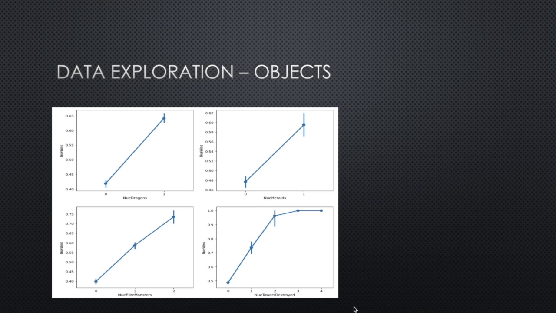This is pretty much similar to the ones that I showed you earlier, except this is a visualization graph. So it shows how each achievement gives you a boost in win rate.